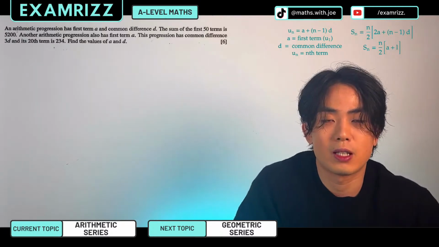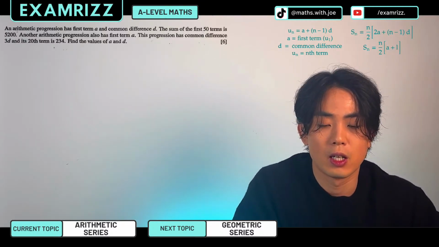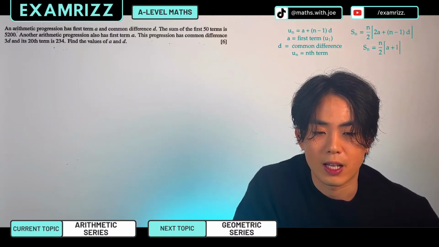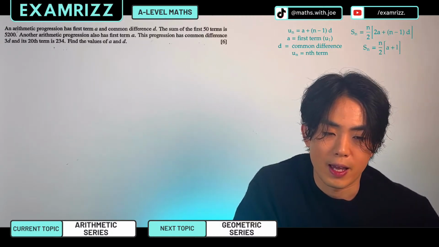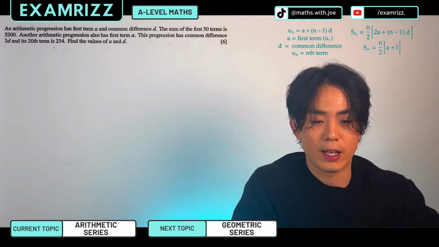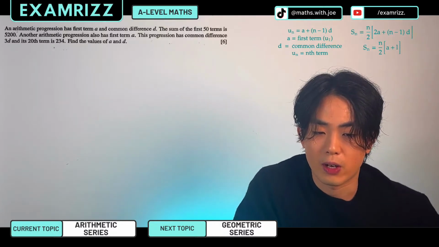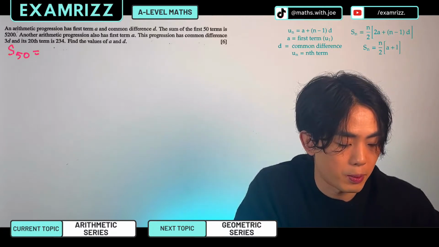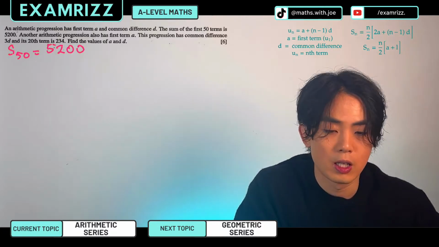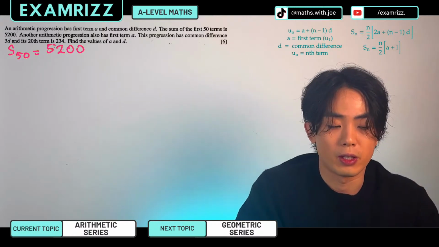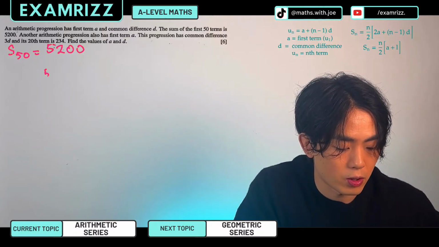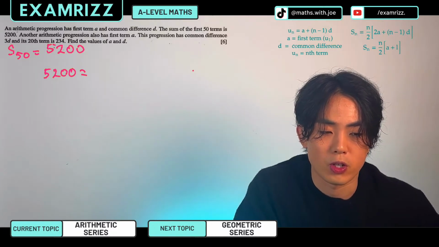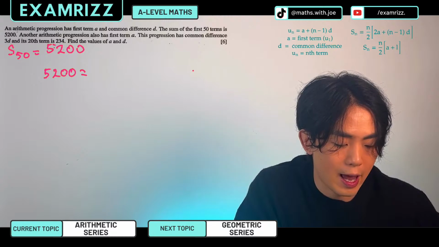So we're given two different arithmetic progressions, so we're going to look at each individual one. Let's look at the first one. We have an arithmetic progression with first term a and common difference d, and the sum of the first 50 terms is 5,200. So what we know is that S50 is going to be 5,200. So let's create a formula for that. We have 5,200 is equal to, I've written out the formulas here, the sum equation, n over 2, n being 50, right?